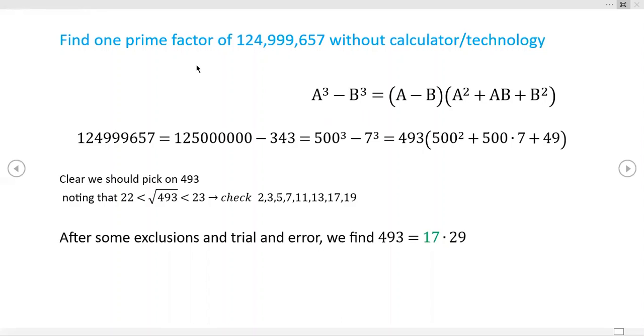We're dealing with more primality testing based on contrived numbers here. Now we have this huge number, about 124 million and a bunch of large number. Let's put it that way. We're supposed to do this without technology.